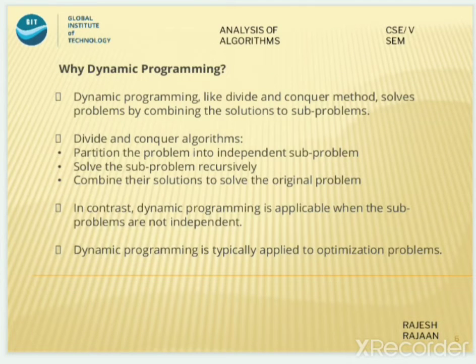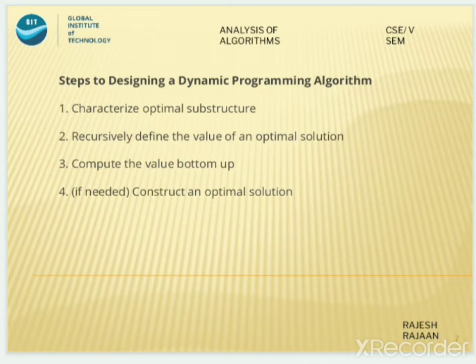Now, why dynamic programming? Dynamic programming, like the divide and conquer method, solves problems by combining the solutions to subproblems. In divide and conquer, we partition the problem into independent subproblems, then solve the subproblems recursively, then combine their solutions to solve the original problem. In contrast, dynamic programming is applicable when the subproblems are not independent. Dynamic programming is typically applied to optimization problems.